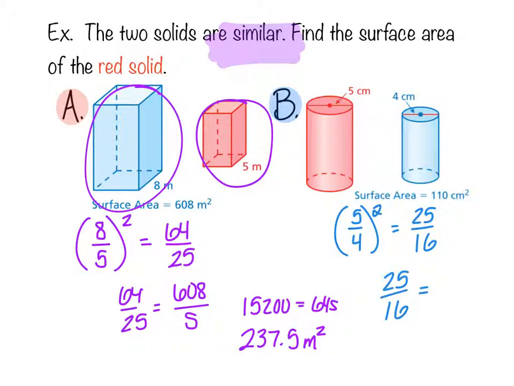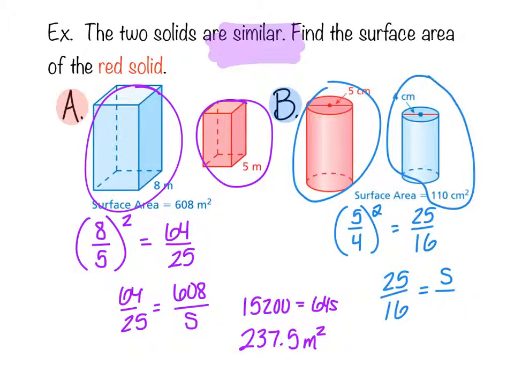And then I'm going to create a new proportion. 25/16 is equal to, I don't know the surface area of this one. I do know the surface area of this one is 110. So 25 times 110 is 2,750 divided by 16 to cross multiply. We get 171.875, or I guess I could round it to 88 centimeters squared.